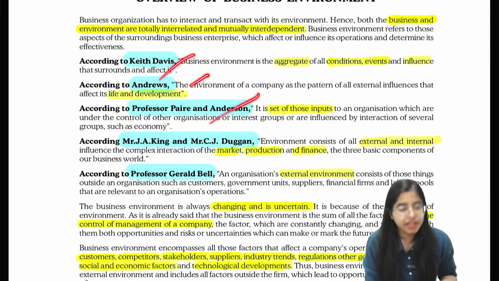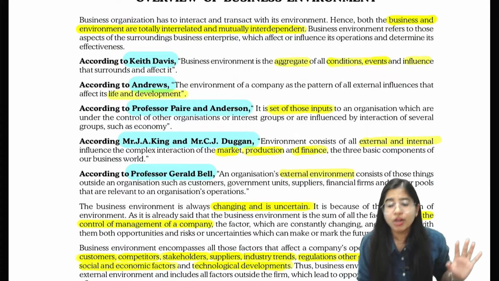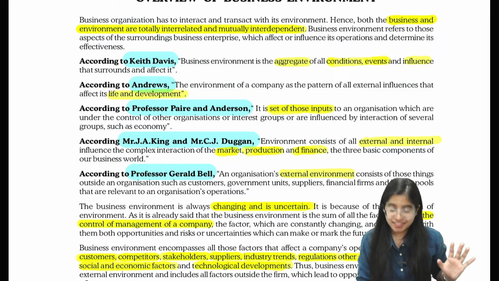Now all these people, they have nothing to do, so what they did is they gave a lot of definitions.